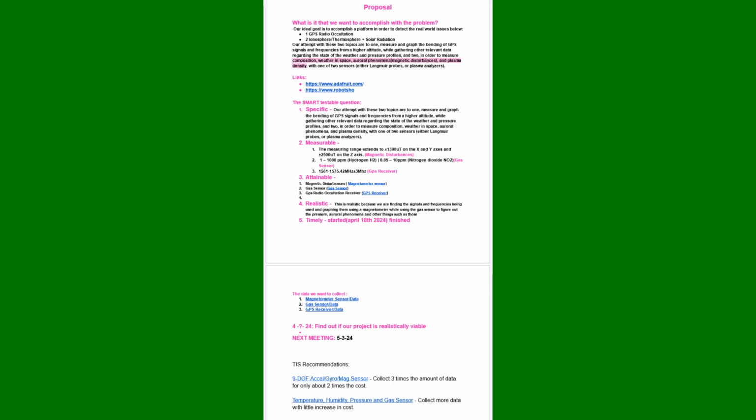You do already have temperature and pressure, I believe. Yeah, you have a temperature pressure sensor already. If you wanted to have humidity as well, it might make sense to just get this one sensor and have it all in one little package.